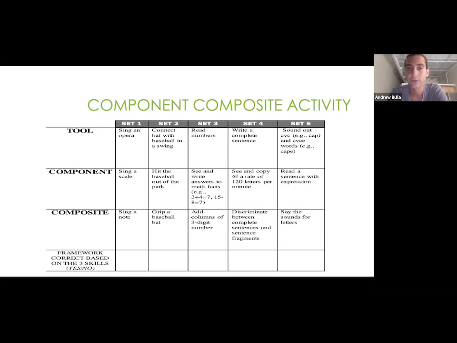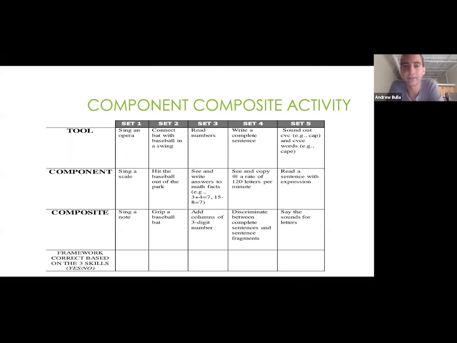Let's look at set 2. Tool skill, connect bat with baseball in a swing. Component, hit the baseball out of the park. Composite, grip a baseball bat. The tool skill here is gripping a baseball bat. The component skill is connecting the bat with a baseball in a swing. And the composite skill is hitting the baseball out of the park.